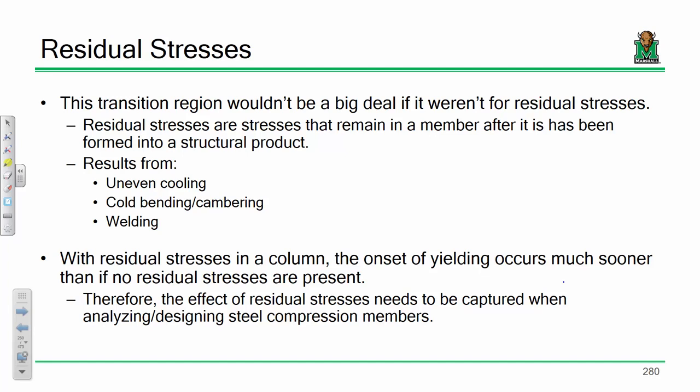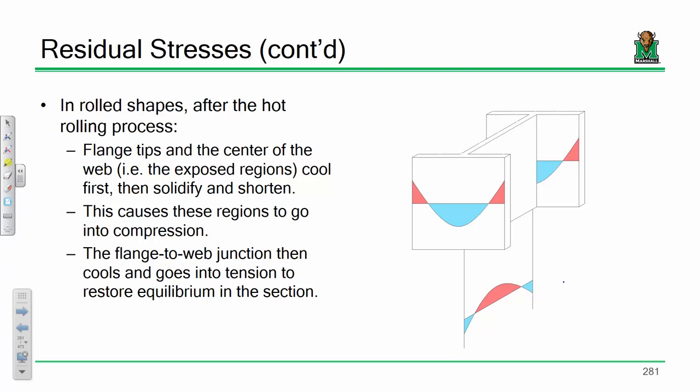This is going to cool last, whereas the flange tips and this web region right here are going to cool first. What happens when you produce I shapes is this: because it doesn't cool at the same rate, and when things cool they contract, when things heat up they expand, because it cools differentially, you actually lock in stresses in the W shape. It's got these stresses locked into the shape as you get it from the mill.